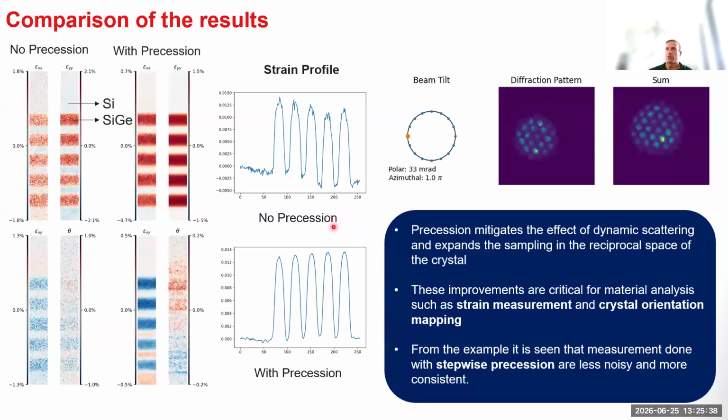And this is an example of a strain profile using precession: no precession, and with precession using this frame-based precession. You can see the improvement in the strain profile when you apply precession. And that was done by scripting using a frame-based approach. Okay, so the script allows you to have everything nicely tied together.